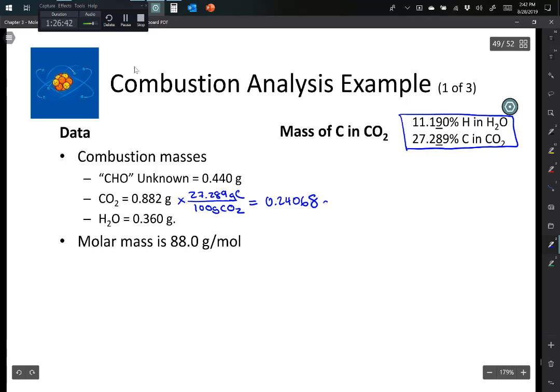This is grams of carbon because the 100 grams cancels here. That's grams. So for the water, what am I going to do? Just multiply by 11.190 divided by 100.